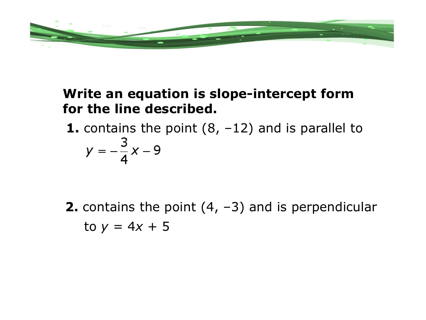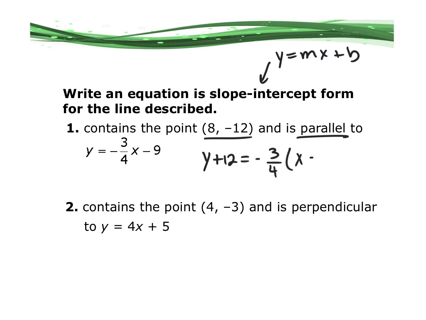So they want us to write an equation in slope-intercept form, so y equals mx plus b, for the line described. So it wants to contain, for number 1, the point 8, negative 12 that is parallel to that line. So since it's parallel, we want to use the same slope. So we're going to use y plus 12 equals negative 3 over 4 times x minus 8. If it weren't because they wanted a slope-intercept form, we would be done.